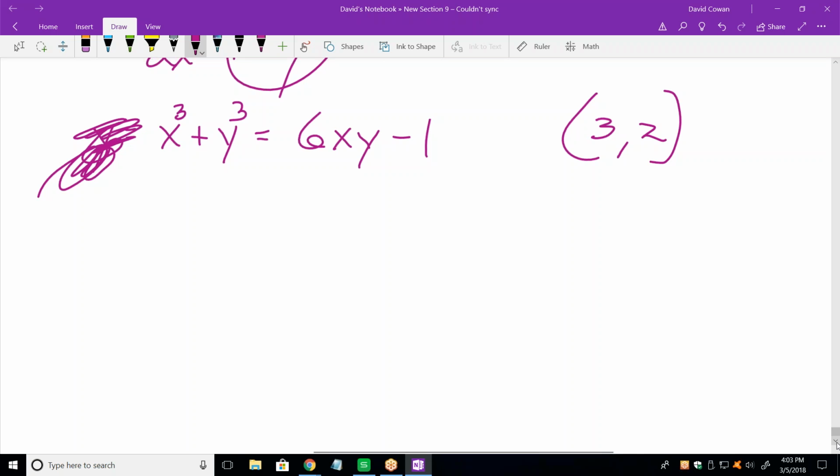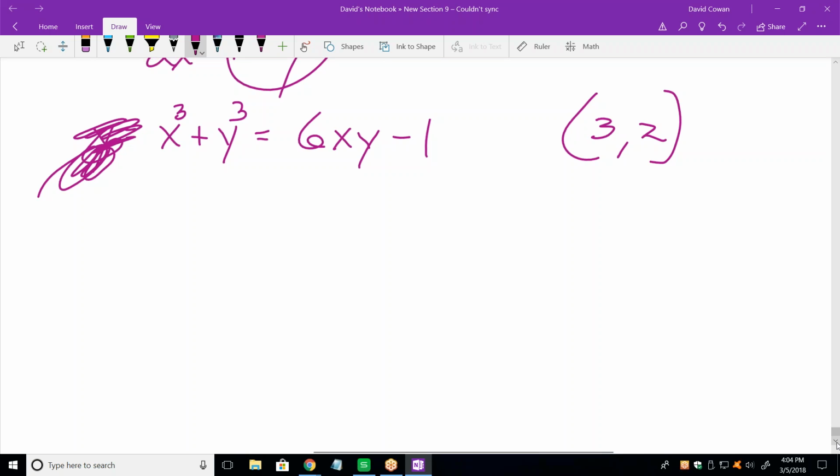In other words, if we didn't have implicit differentiation, then we would have to solve this for y, right? Why? How are you going to do it? That's a cubic. I don't know how to solve that for y. I bet you don't either. Which means we would not be able to explicitly differentiate it. But implicitly, it'll be a piece of cake.